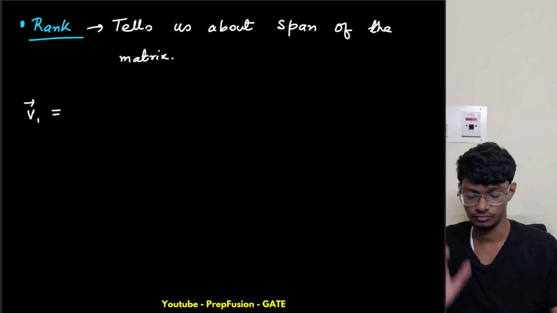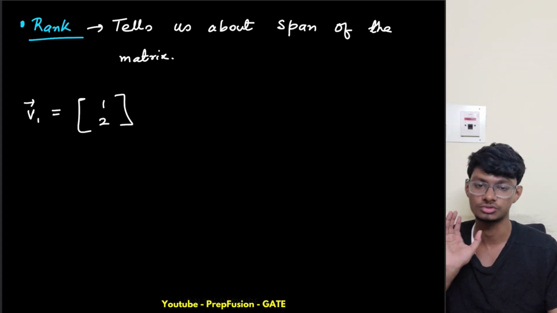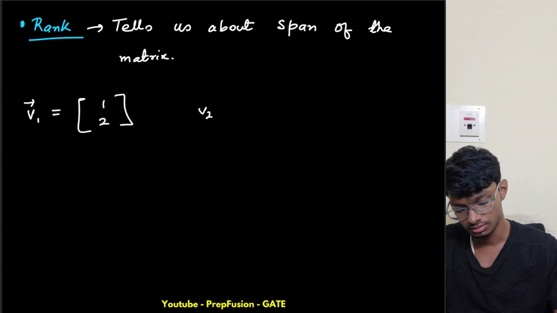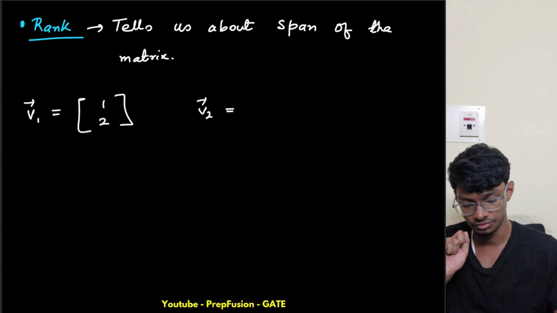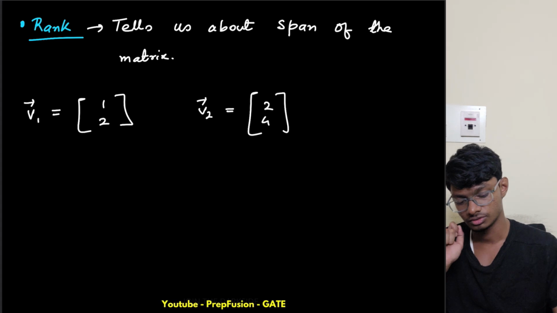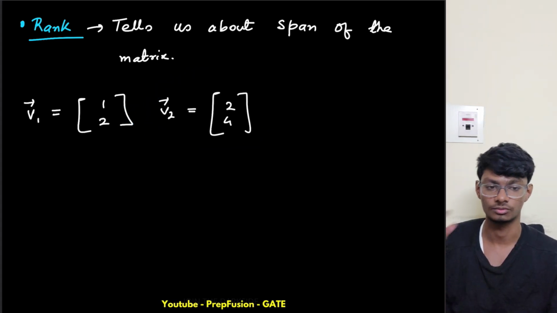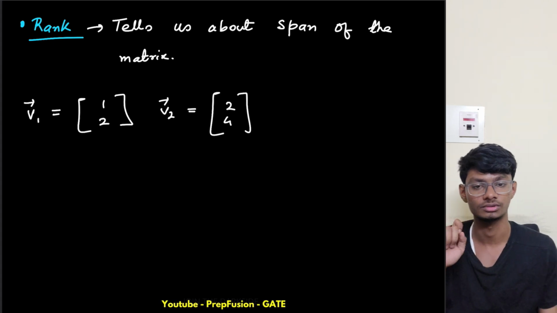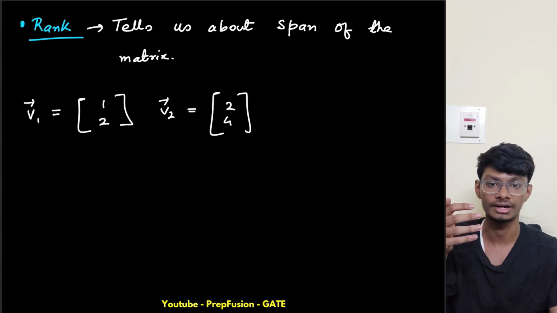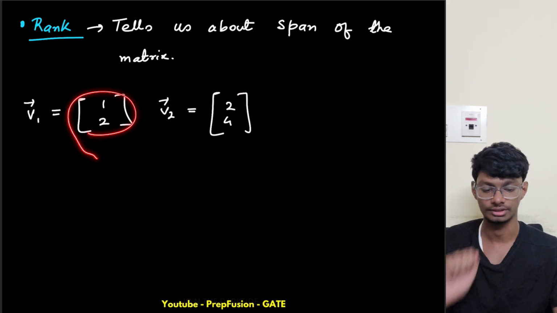I have two vectors. One is v1, whose direction is like this, 1 i cap plus 2 j cap. I am writing it like a column vector. Now I have another vector whose direction is 2 i cap plus 4 j cap. What is the interesting thing you observe about the directions of these two vectors? It is in the same direction, right? Both vectors are in the same direction, just v2 is longer than v1.